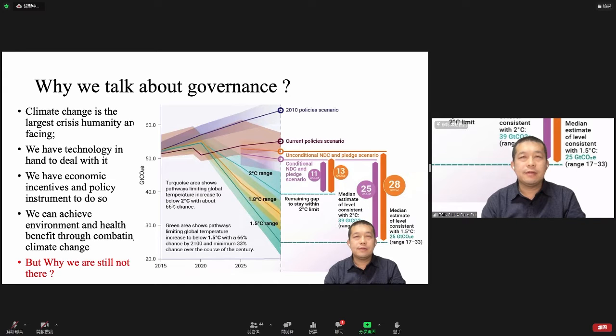And you can see that compared with the 2 degree scenario, there is an emission gap of more than 10 gigatons that needs to be met. And if you look at the 1.5 degree scenario, the gap is even larger. So why are we still not there, given that we have so many good reasons that we should be there? And that is the reason why we talk about governance today with all of you.